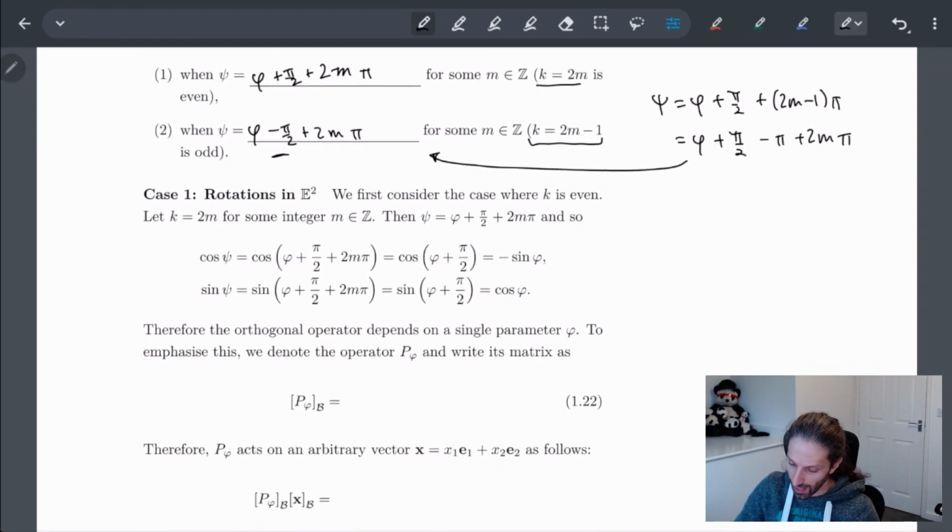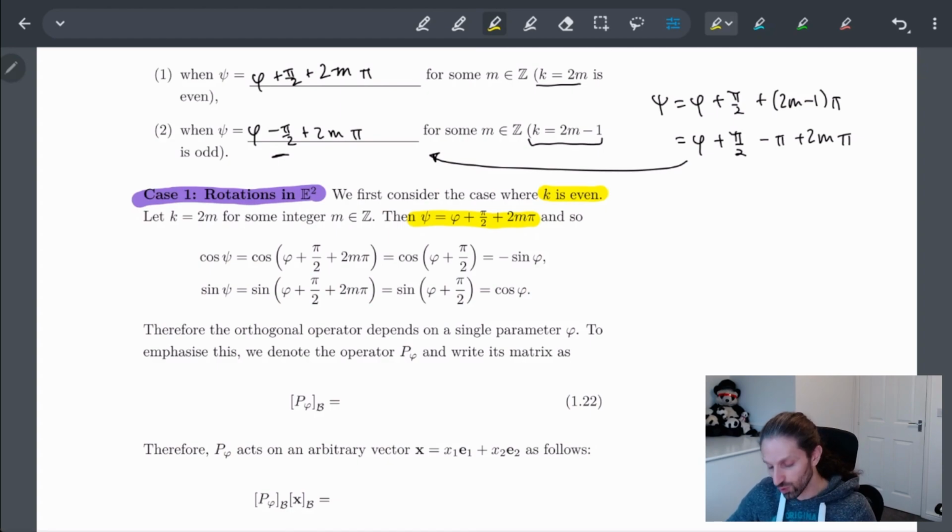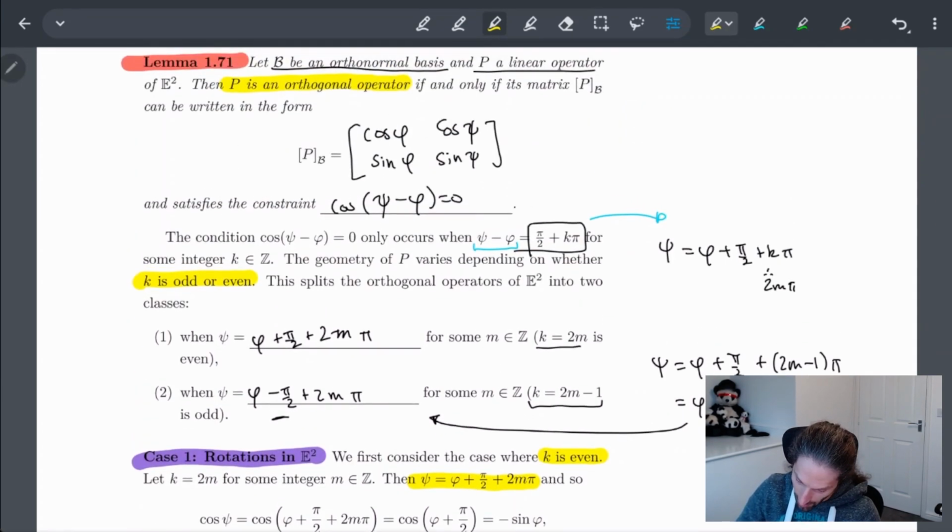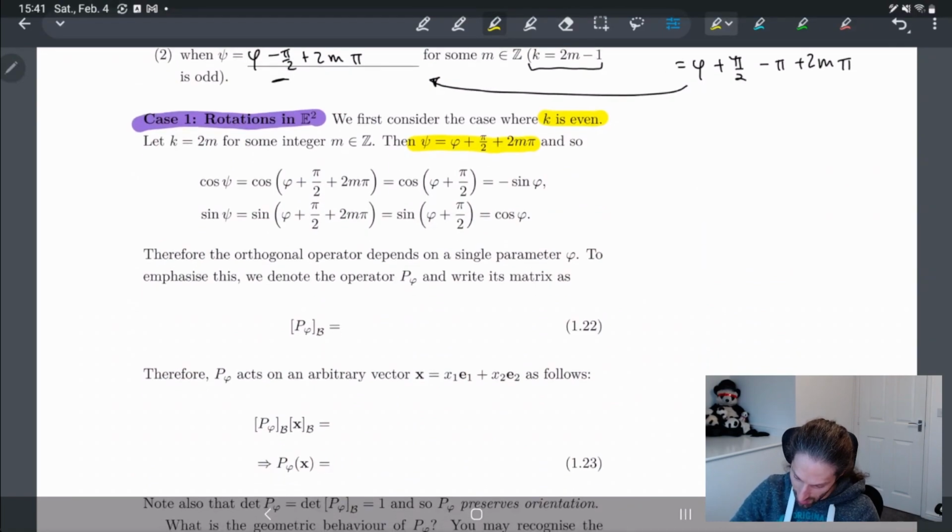The first case is going to actually give us rotations. So let's look at these rotations. And this is precisely when k is even. So when k is even, we have k equal to 2m. In other words, psi is equal to phi plus pi over 2 plus 2m pi, which is a mouthful. What we're going to do is look at this matrix, and try to look at this column in particular, cosine of psi and sine of psi. And we're going to try to reduce this as much as possible.